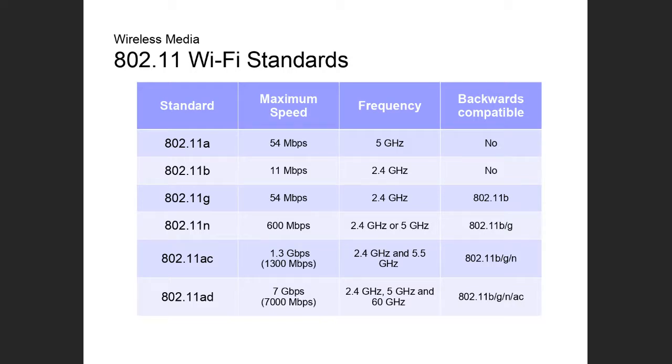Then as the years went on, the speeds got faster and faster. This chart's slightly outdated. There are some standards that are very fast now, but they're all compatible with each other and backward compatible to the original B.